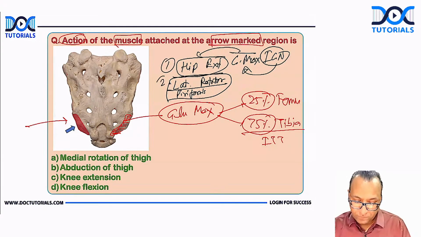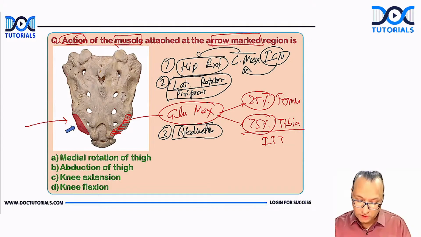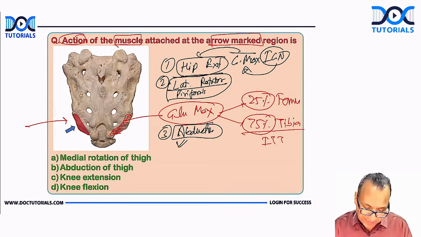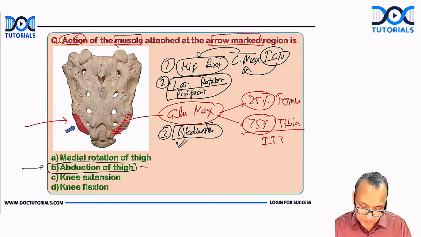Then number 3, you say it is also an abductor, especially the upper fibers. It is all working at the hip joint only. So abductor of the hip joint, that is the answer here. If you want to find the answer, it is choice number B.